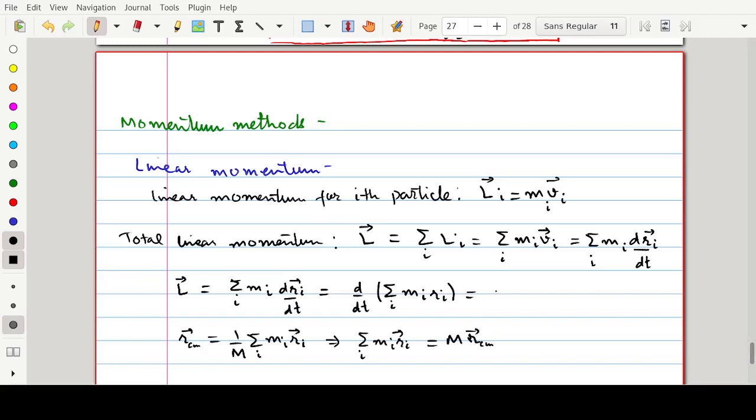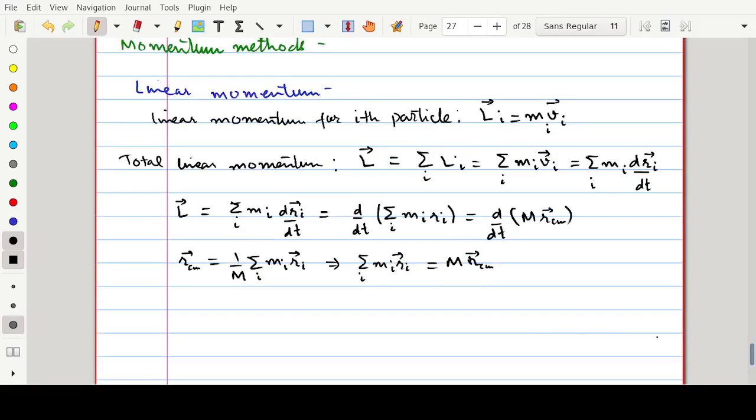So in the above equation, this will give me d over dt of mass times RCM. Taking the derivative inside, L is equal to m times drCM over dt, where drCM over dt is nothing but the velocity of the center of mass. So our final relation for the total momentum of a system of particles is the total mass of the system multiplied by the velocity of the center of mass.